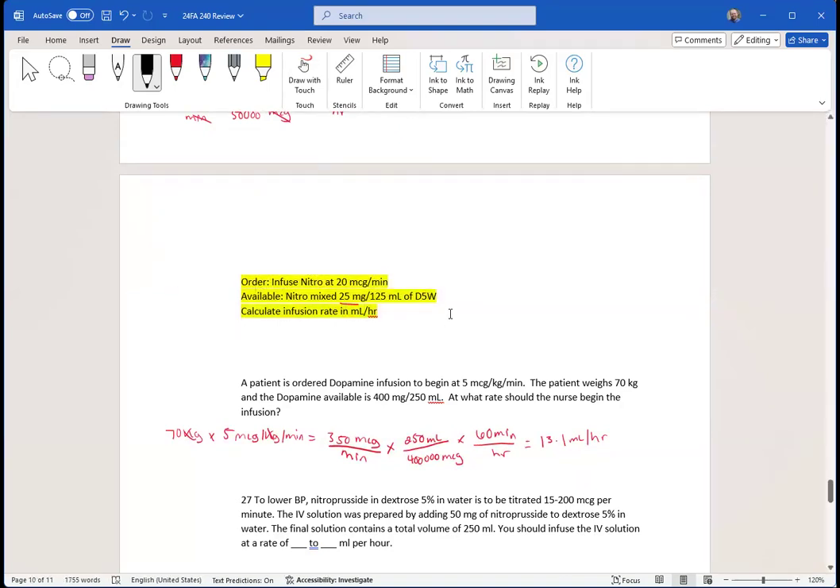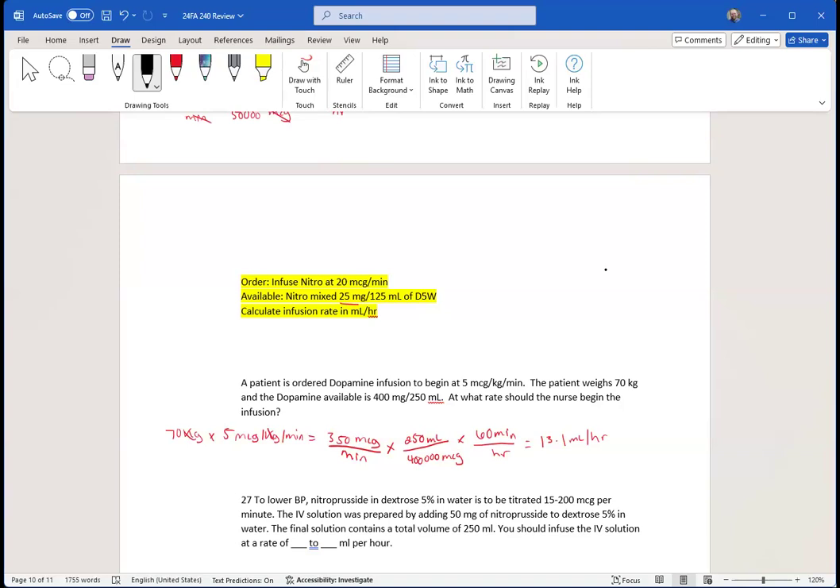It says that you are to infuse nitroglycerin at 20 mics per minute. What's available is 25 milligrams per 125 ml. And we want to calculate the infusion rate in milliliters per hour. So that's exactly what we're going to do. There's a couple of things we want to do for this. We can't do anything with micrograms and milligrams. They have to be the same. So we have to convert those.